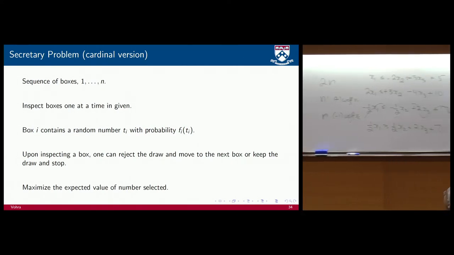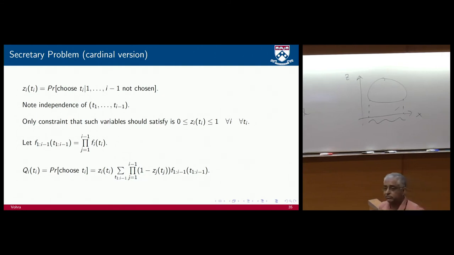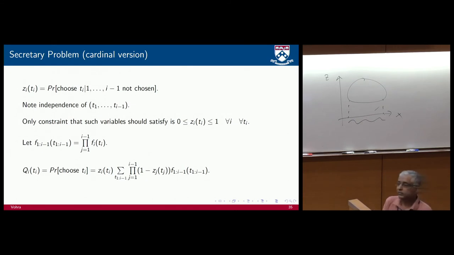Okay. So what might the natural variables be? Well, here is one guess. Zi of Ti is the probability with which you choose Ti, so that means the type drawn from box I, given that you've rejected the I-1 previous boxes. So I claim that's an allocation rule.